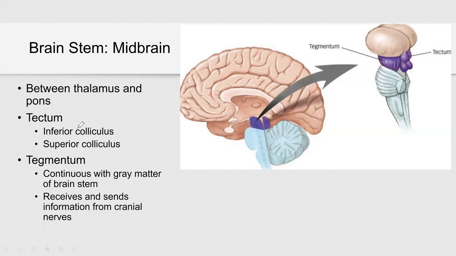Tectum includes what we call colliculi. If you see those bumps over here, those are the superior colliculi and those two bumps are the inferior colliculi. All four of them make a structure called corpora quadrigemina, located in the tectum region. The tegmentum continues with the gray matter of the brain stem and receives and sends information from cranial nerves. Cranial nerves will bring sensory information and send out more information through the tegmentum.